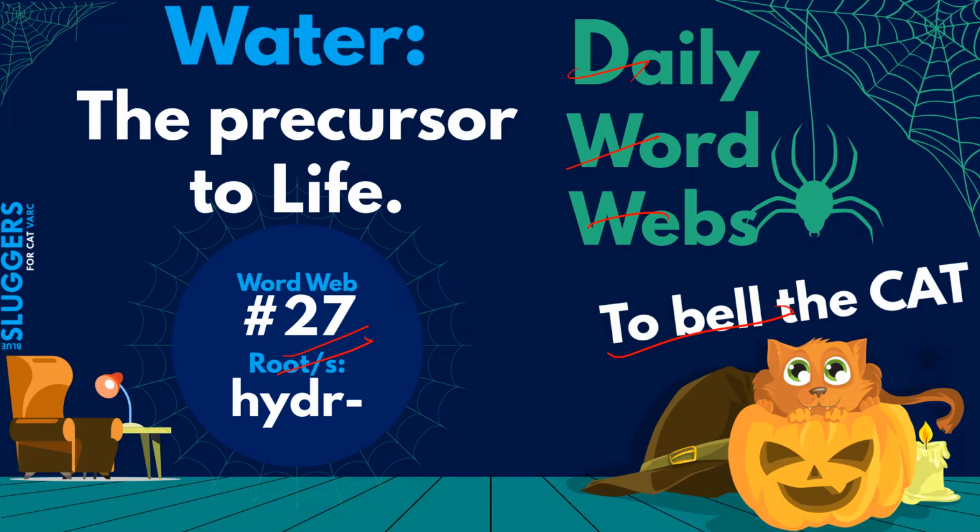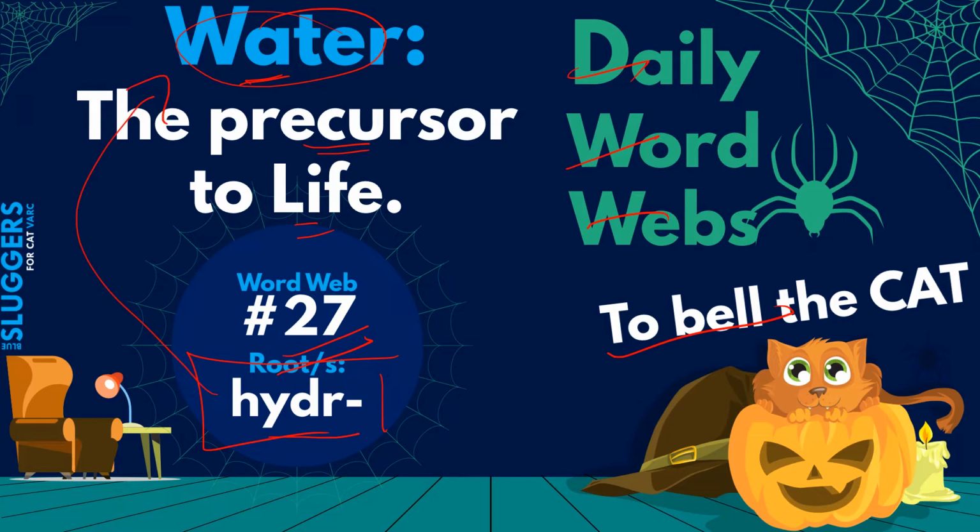Water, the precursor to life. Precursor means something that comes before an item, right? So in this case, water is said to be something that came before life. That means life started from water. Which, by the way, is the meaning of the root that we'll be taking up in today's session: hydr, as in hydro, which stands for water.